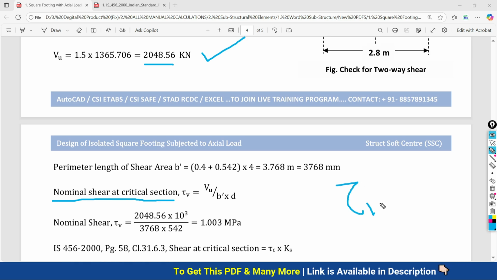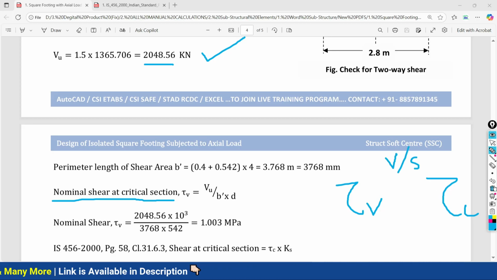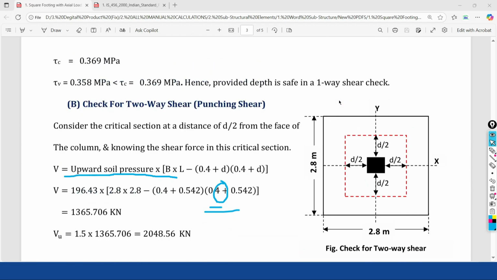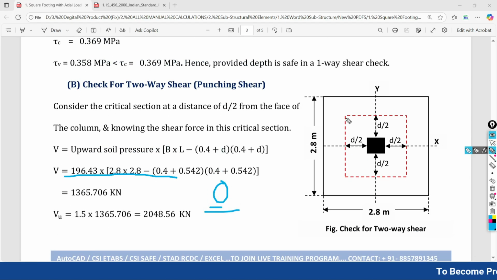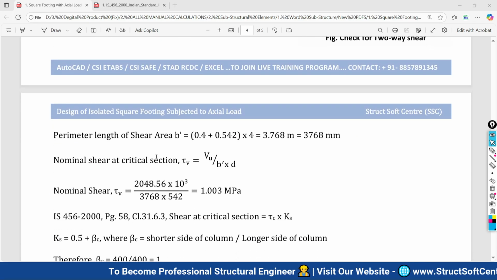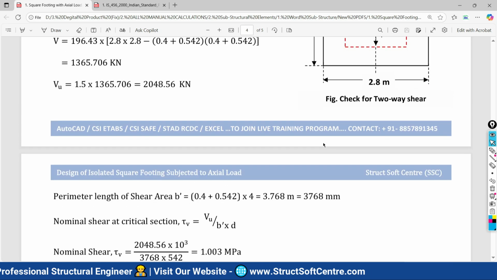Now the nominal shear at critical section. Again we have to calculate the nominal shear, we have to calculate the critical shear, and then we will compare these two, and then we will decide whether design is safe or unsafe. So perimeter length of the shear area, here B dash is nothing but the perimeter length. So basically we have to calculate the running length of this shaded portion. What is in length? This total. So very simple how to do this calculation. 0.4 side of the column and effective depth.